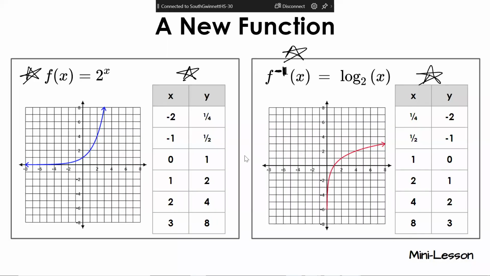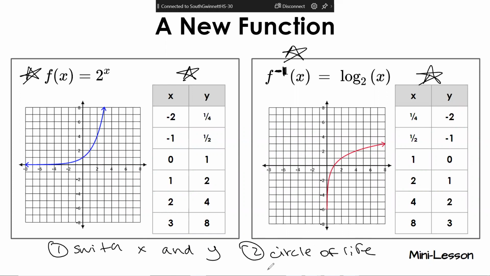So what you're going to do, if you wanted to take this equation and make it the inverse, you're first going to switch your x and y. I'm going to put this down at the bottom. You're first going to switch your x and y. You're going to use the circle of life, which I'll go through in just a second. And then solve for your y, which sometimes is already by itself. Okay, so the 3 steps for how to write the inverse is you switch your x and y, you do the circle of life, and then you solve for your y.